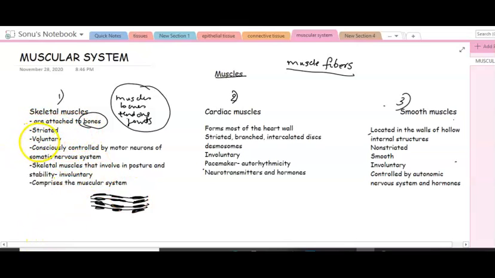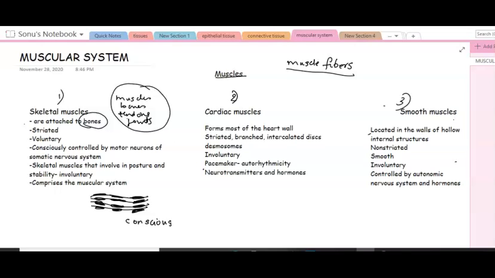Then next is voluntary. What do you mean by voluntary? Voluntary means we are conscious or we are aware of that movement. Now, if I want to move my hand, I know that my brain is telling the muscle fibers of my hand to move. So that is a voluntary movement. It is consciously controlled by the motor neurons of the somatic nervous system.